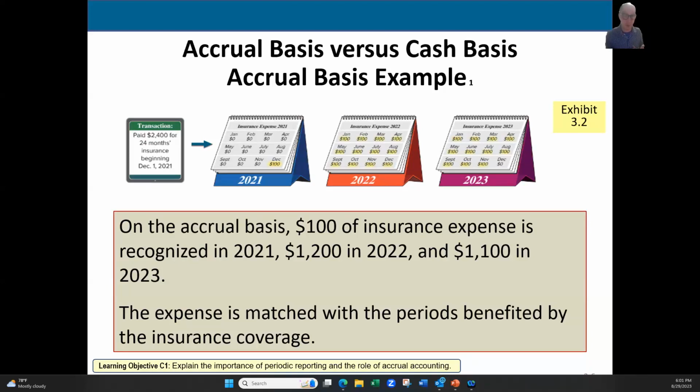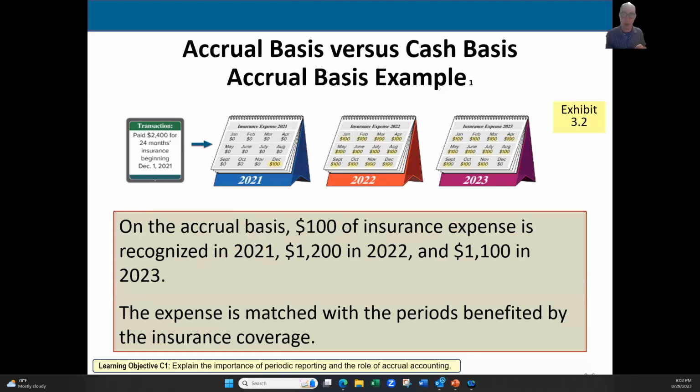So if I prepay the insurance for $2,400, let's say it covers 2 years, right? So it covers 2022 and 2023. I paid it in December. It also covers December 2021. On December 1, 2021, I paid $2,400 to the insurance company to cover 2 years worth of insurance.